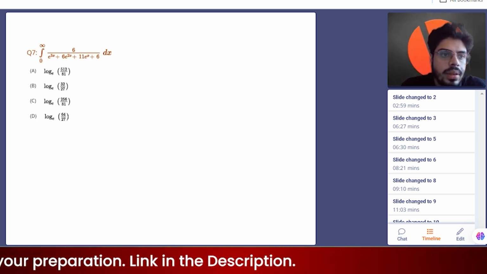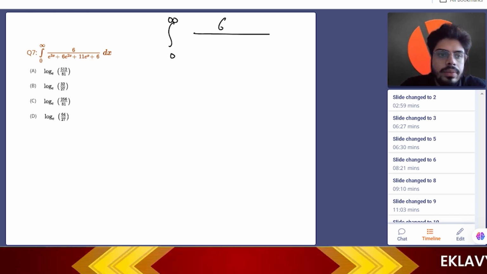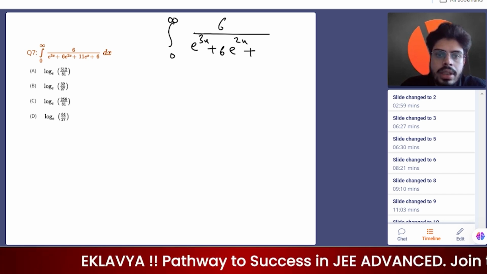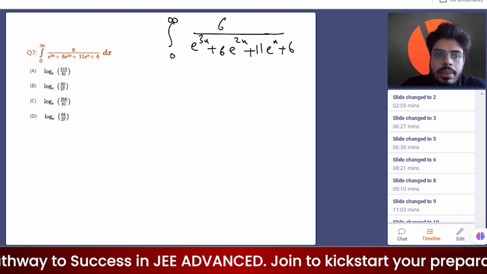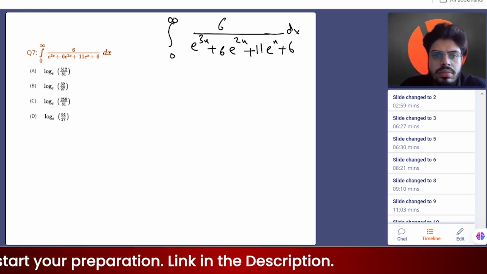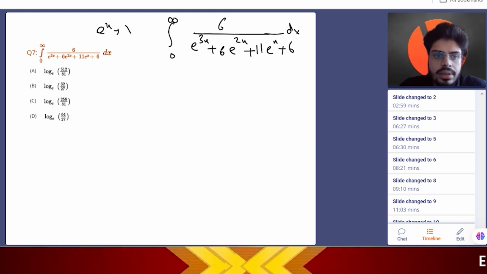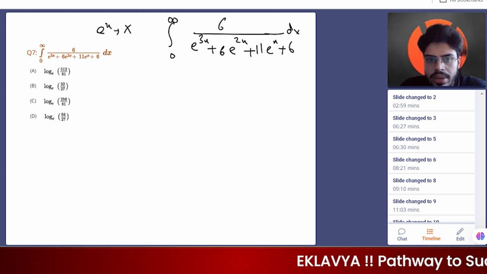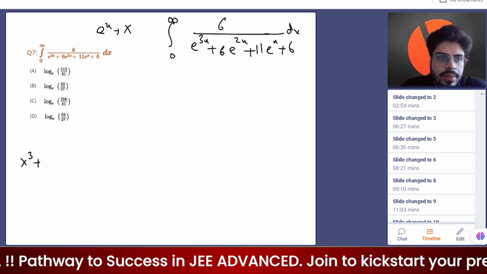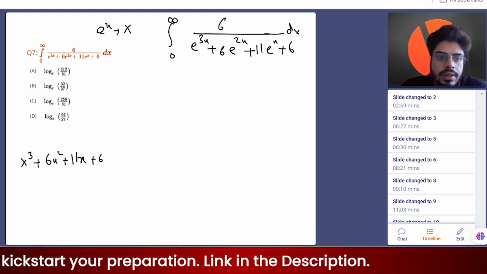So the seventh question, an integration question: integral from 0 to infinity of 6 upon e power 3x plus 6 times e power 2x plus 11 times e power x plus 6 dx. See, basically if you take e power x as some capital X, then below is a cubic equation, and it looks like this: X cube plus 6X square plus 11X plus 6.